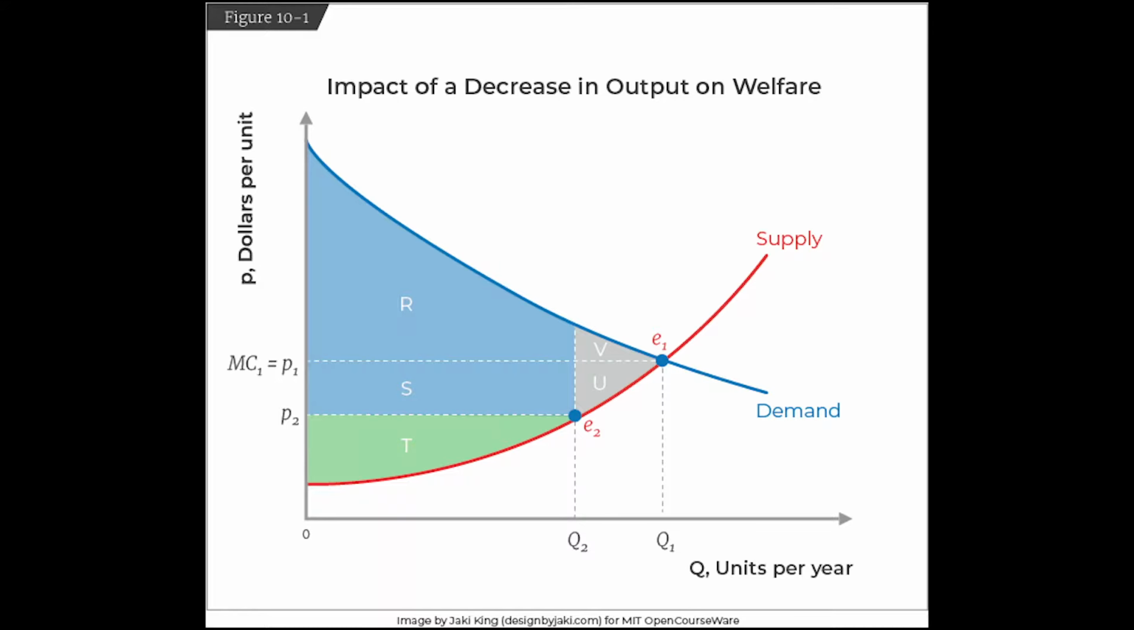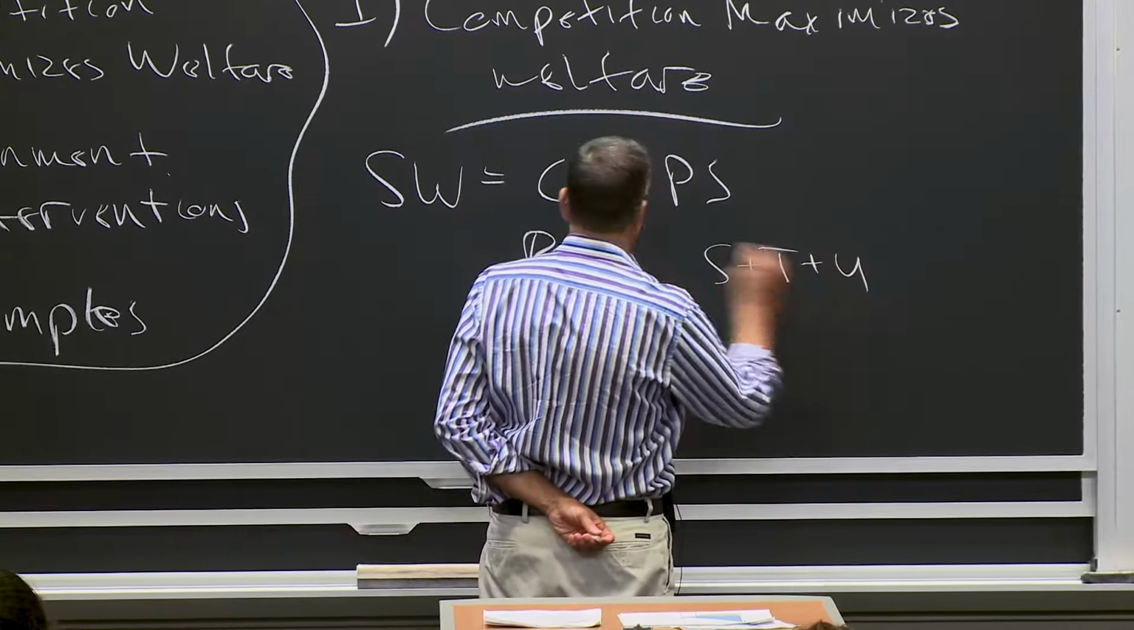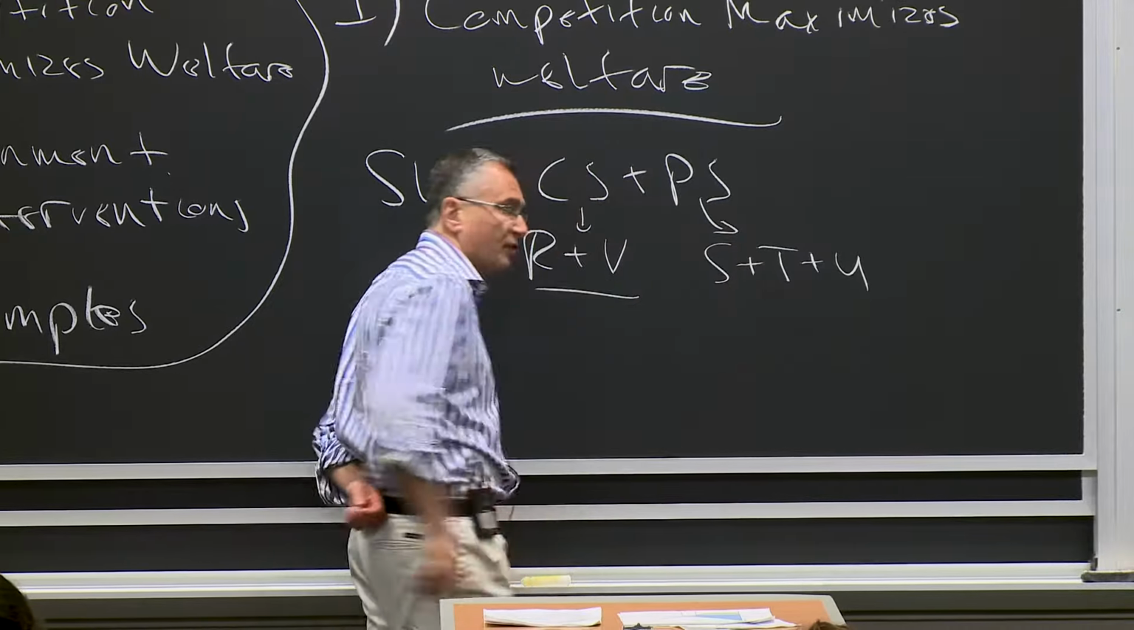So consumer surplus, give me the letters. Somebody raise their hand and tell me which letters on this diagram correspond to consumer surplus and why. Which areas denoted by which letters correspond to consumer surplus and why? Yeah. R and V, and why is that? Because the price is everything over the price. The area between the supply and the demand and the price. Exactly. Everything below the demand curve, above the price is consumer surplus, so R plus V. So therefore, what's producer surplus? Same person. S plus T plus U is producer surplus. So consumer surplus is R plus V, producer surplus is S plus T plus U.